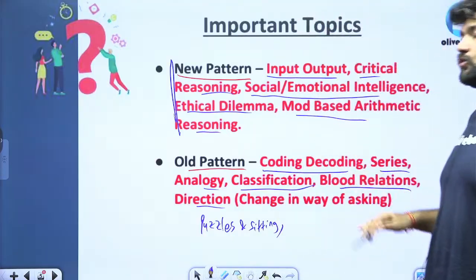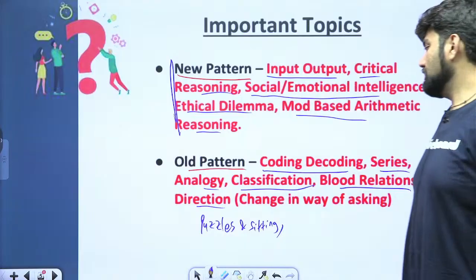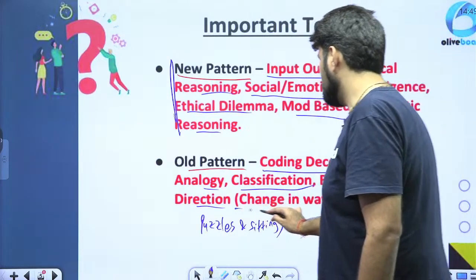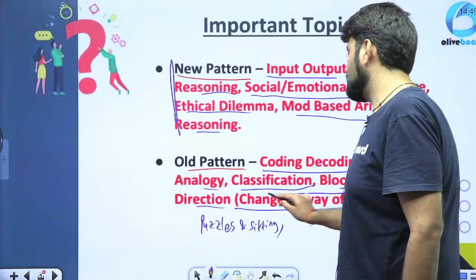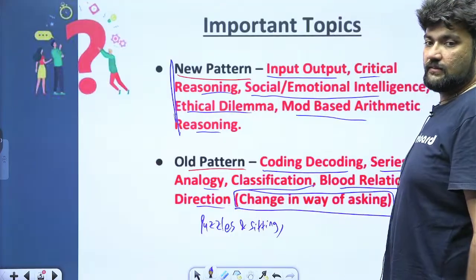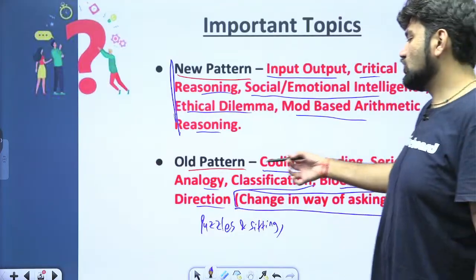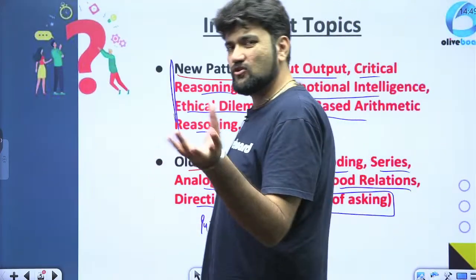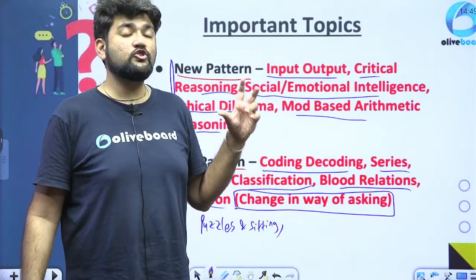These topics you can go through once again, right? And observe that change in way of asking is very important. That means you are not practicing blood relation or direction in a regular sense. Regular sense you are already well aware of. You need to check for variations.